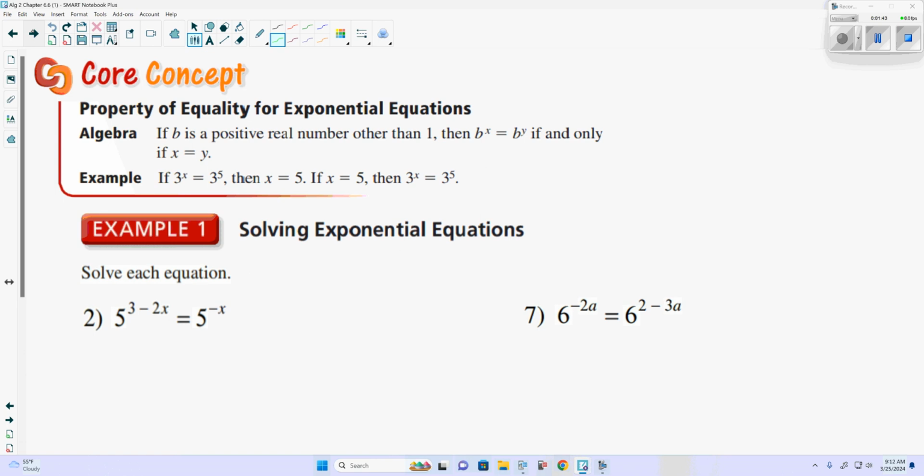And we do have that property there. It is in your note sheets. If b is a positive real number other than 1, then b to the x equals b to the y if and only if x is equal to y.